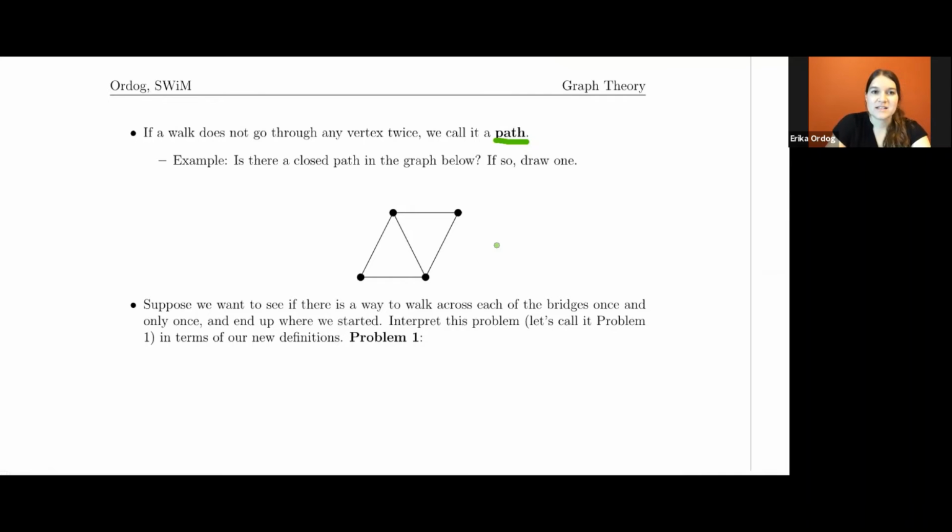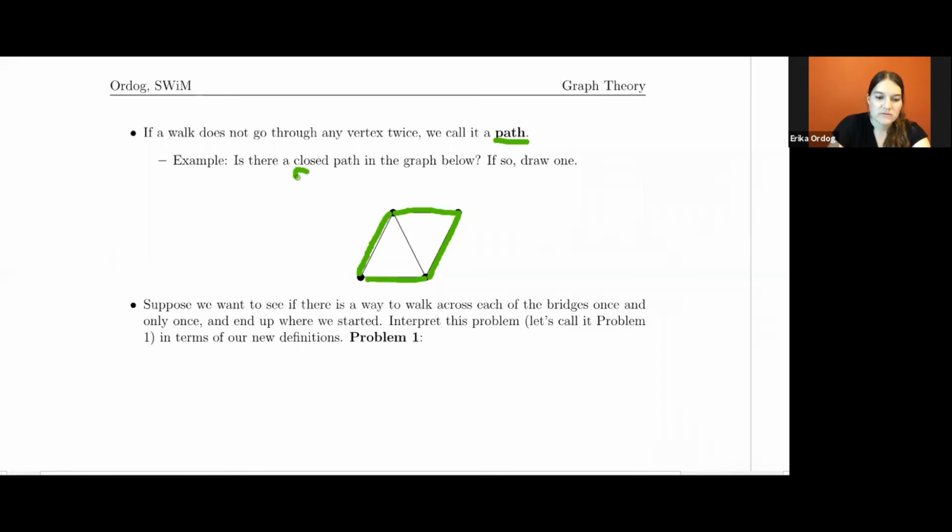Okay, now that you're back, let's see if we can draw a closed path in this graph. So we want to start and end at the same vertex. And we don't want to use any edge more than once. And we don't want to go through any vertex more than once. So you go up here, go over here, back down, and then back across. So yes, this is a closed path. We didn't go through any vertex twice and we didn't use any edge more than once.